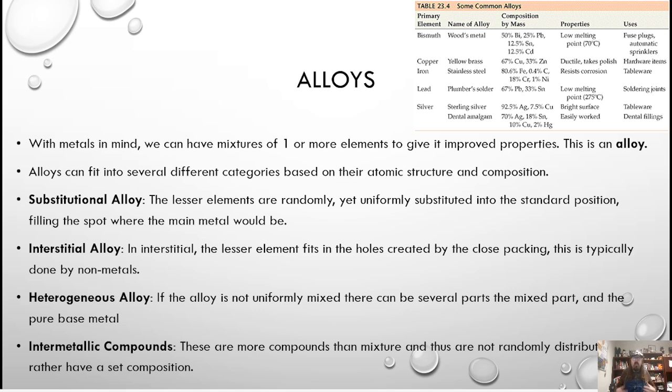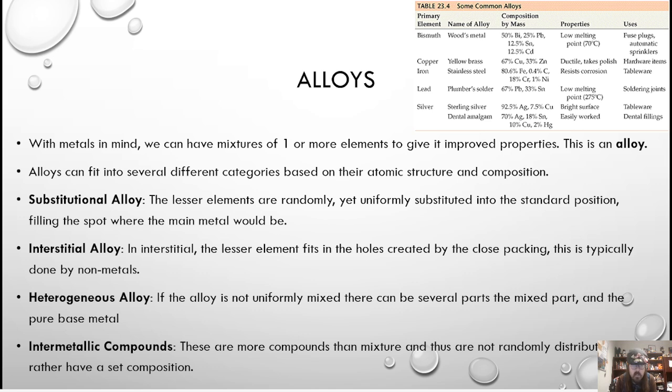There's interstitial alloys. An interstitial alloy is where the lesser element fits into those little holes created by the close packing. This is typically done by nonmetals such as carbon. Carbon is added to steel, which improves the strength, in that the carbon is able to bind to the iron atoms, help keep them together so that it becomes harder and more brittle, but also harder and can hold shapes longer. But that's where they fit into the holes.